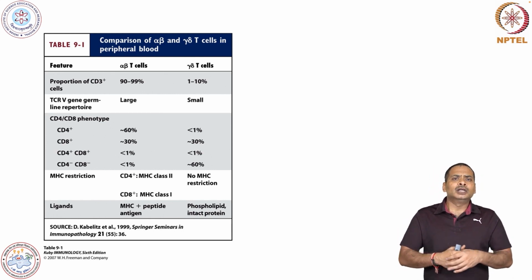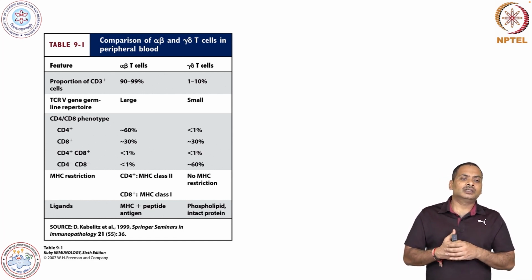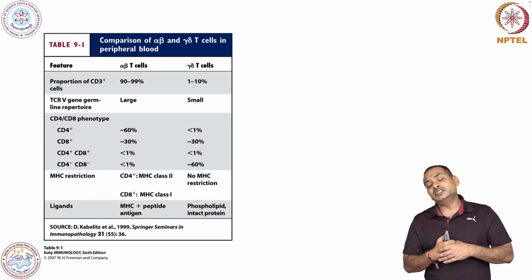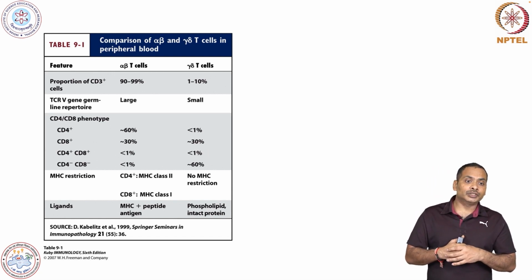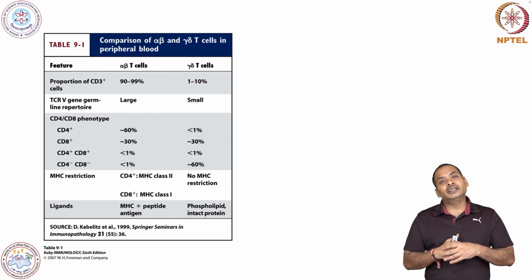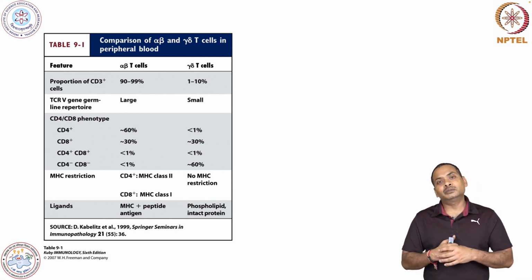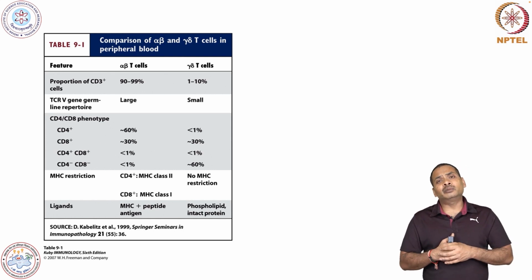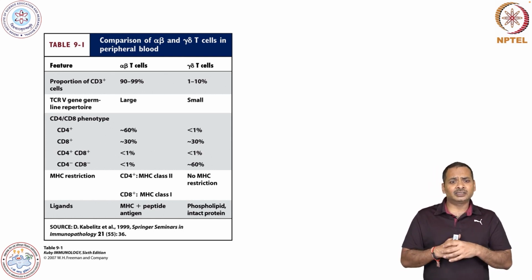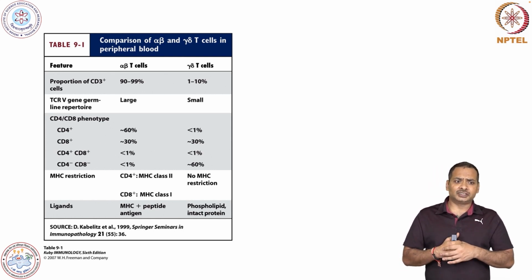MHC restriction, you know very well. In the case of CD4 T cells, they will interact with MHC class 2 molecule, and in the case of CD8 T cells, they will interact with MHC class 1 molecule. But in the case of gamma delta T cells, there is no MHC restriction. Okay.